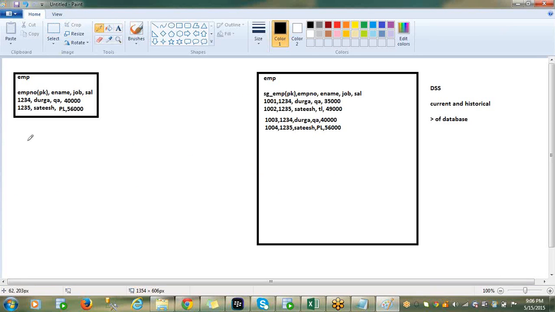Now this is my source table. Earlier, this was my source and this was my target. When I say target, it is my data warehouse and it is my database. Now earlier here, prior to 40,000, you had a record called 35,000, and here you had a record called TL and the data was 49,000.